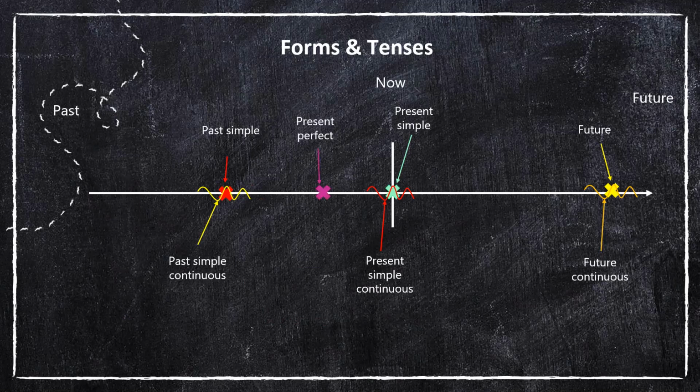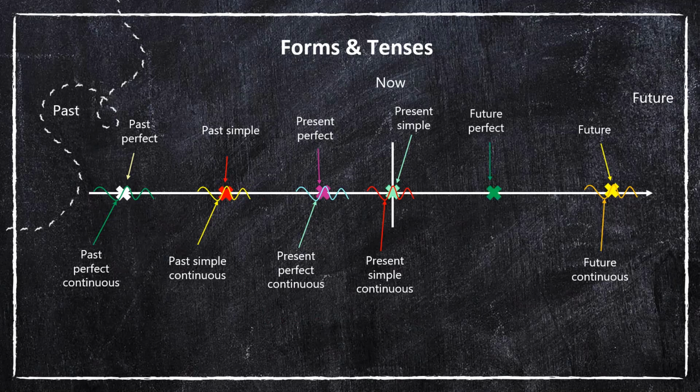Present perfect. I have eaten today. Present perfect continuous. I have been talking for 30 minutes. Past perfect. It had rained that day. Past perfect continuous. It had been raining for 3 hours. Future perfect. I will have finished my work for the day. Future perfect continuous. I will have been working for 10 hours by then.